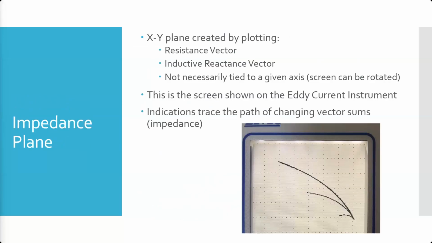So it's known as an XY plane because of the 90 degrees out of phase. And the resistance vector, again, is going one direction, not necessarily vertical or horizontal. The inductive reactance is going the other direction.